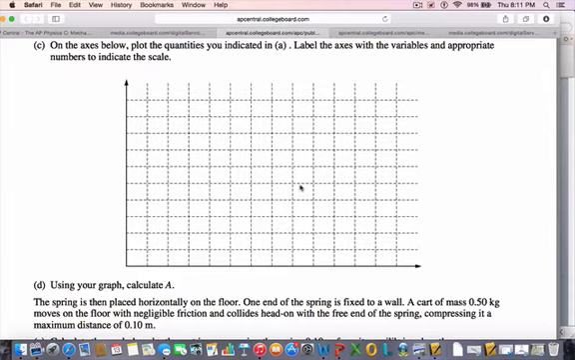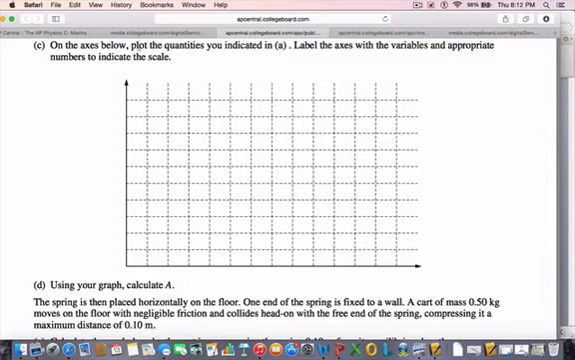So what you see here is that we're asked to do something very particular. Plot. Plot is something we have to understand the meaning of. It means you must scale the axes, and although this question is a little unusual, it actually tells you to label the axes with the variables and appropriate numbers. Normally it doesn't say that. This question is about 10 years old.